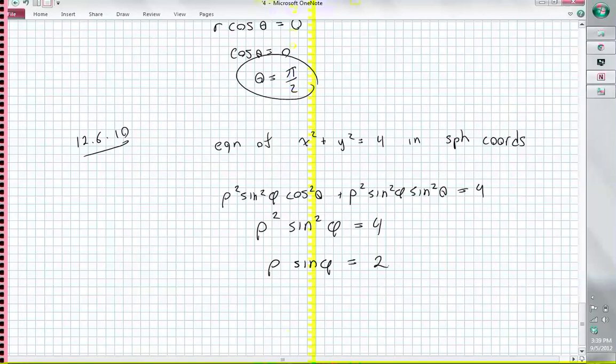Why do I not have absolute values on sine phi? So here's the z-axis. Phi is the angle from the z-axis. What range of phis does it take to cover the whole space? I go from 0 out to pi, right? What's the sign of sine on that range? It's positive. So I can just drop that. And rho sine phi equals 2 is the equation of the cylinder.